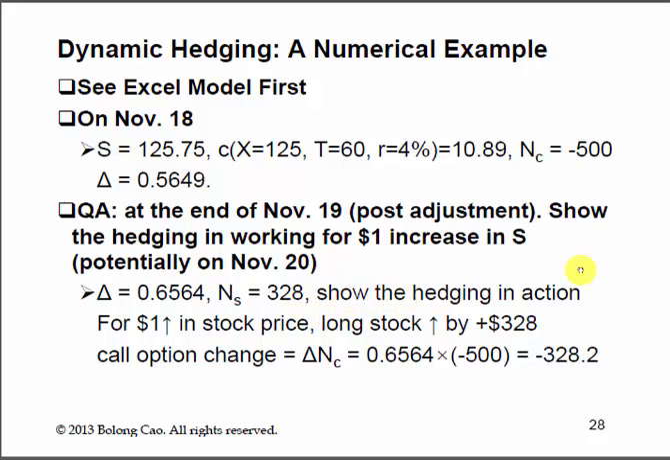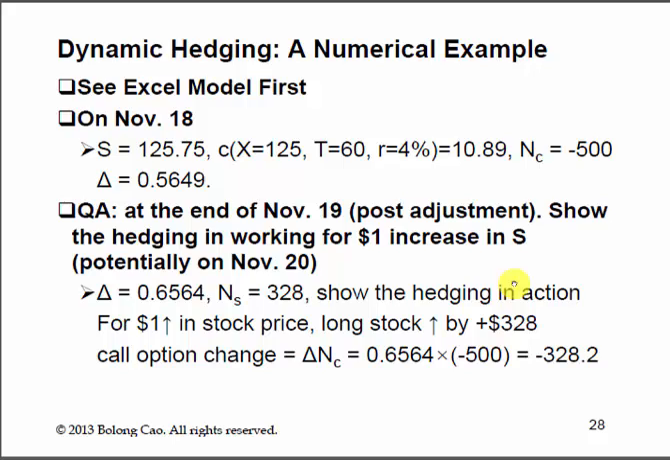Now, what's going to happen to our hedged portfolio? If there's a $1 increase in the stock price, we will have an increase in the asset, a long position increase of $328. I have 328 shares. Each share increased by $1, so my asset side increased by $328.